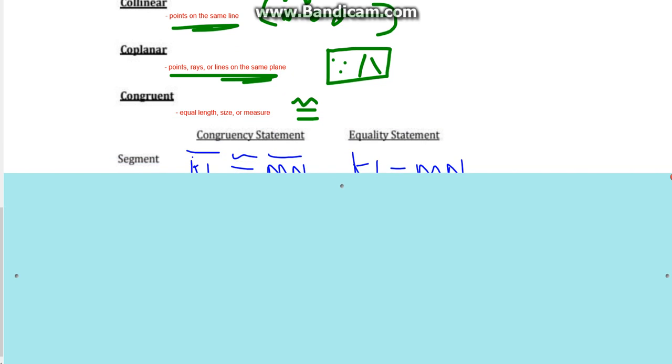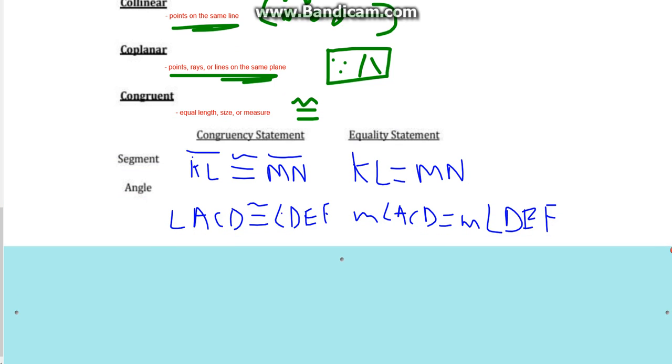Congruent, equal length, size, or measure. You probably already know that, and you're going to be using this symbol a lot. This is the symbol for congruent. Just a congruency statement: segment KL is congruent to segment MN. And when you use equality, basically you're saying for sure that they're equal to each other, but you don't use the symbol. You say KL is equal to MN. And here's another example for the angle.